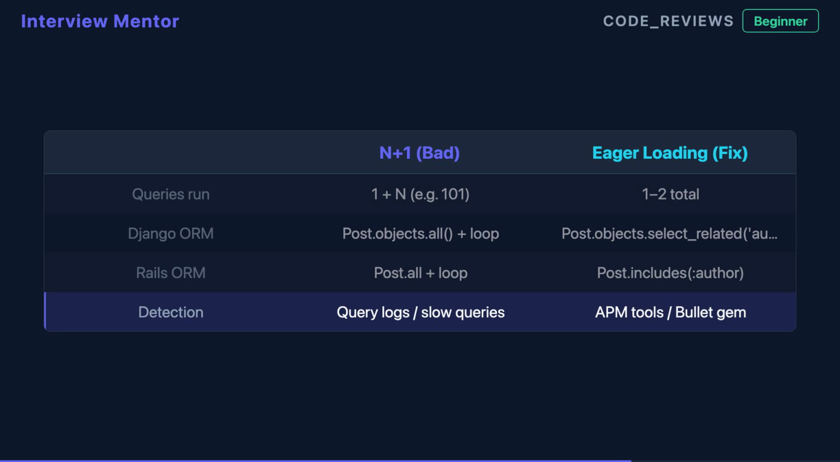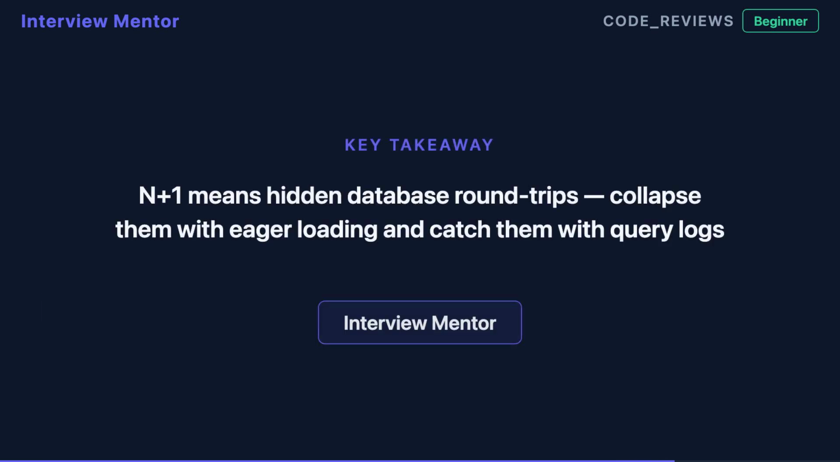Catch it early with query logging, APM tools, or ORM warnings like the bullet gem. N+1 silently kills performance. Recognize the loop query pattern, fix it with eager loading, and monitor with query logs.